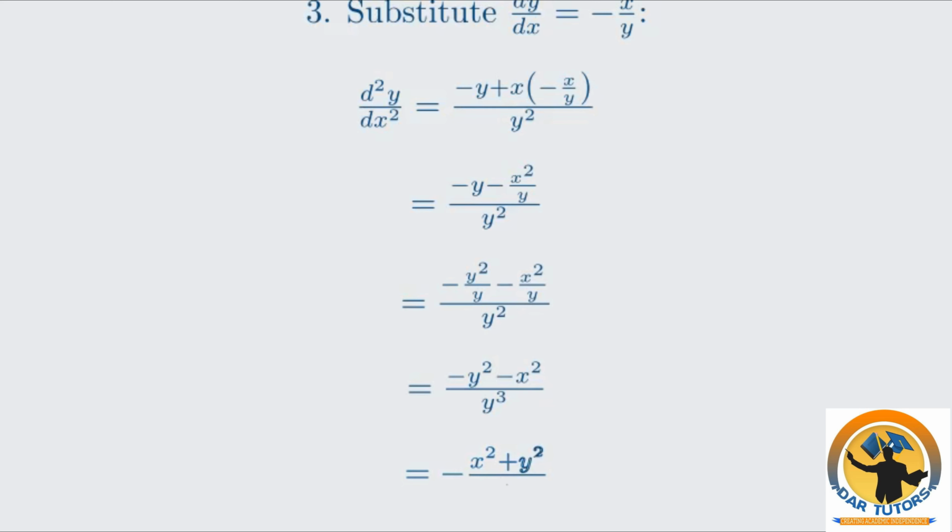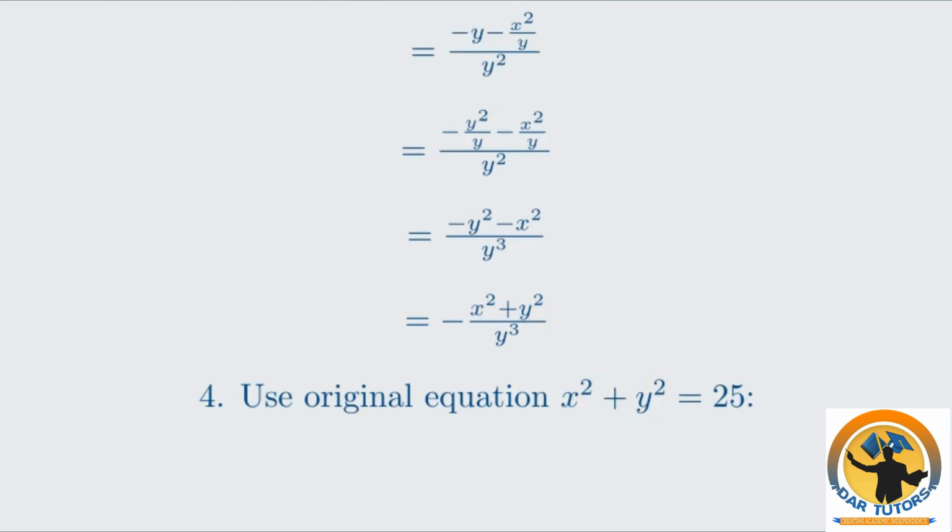Factoring out a negative sign, we get negative times the quantity x squared plus y squared, all over y cubed. Finally, we can use the original equation, x squared plus y squared equals 25, to simplify this even more. Substituting 25 for x squared plus y squared, we get the final answer: d²y/dx² equals negative 25 over y cubed.